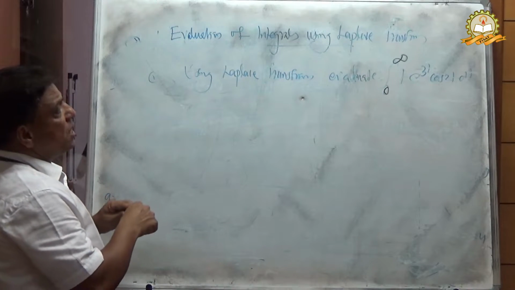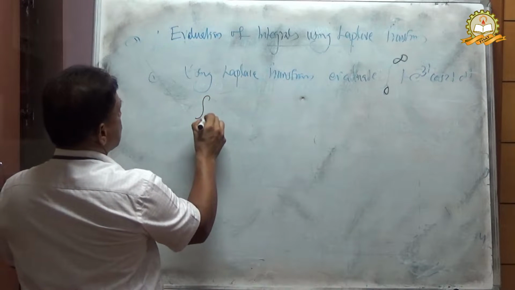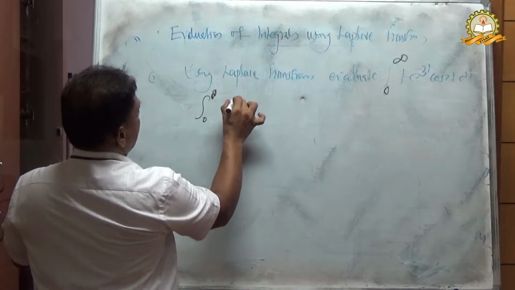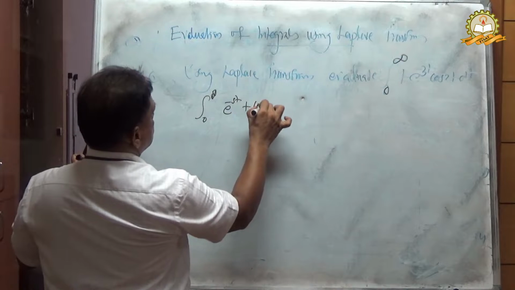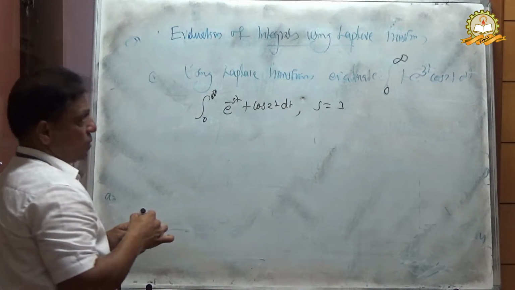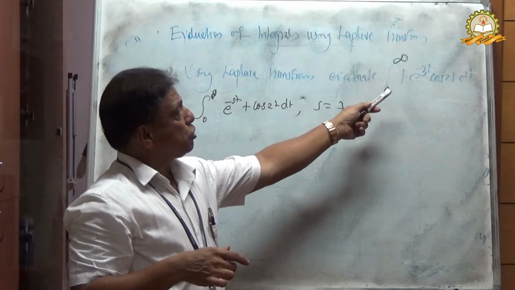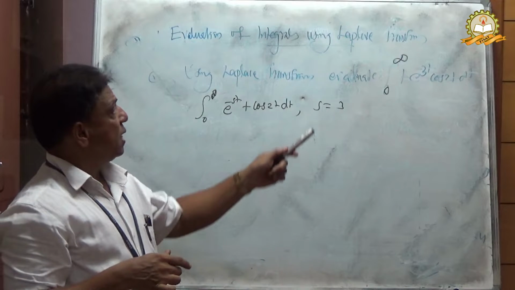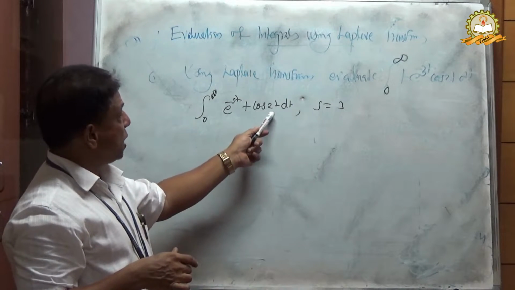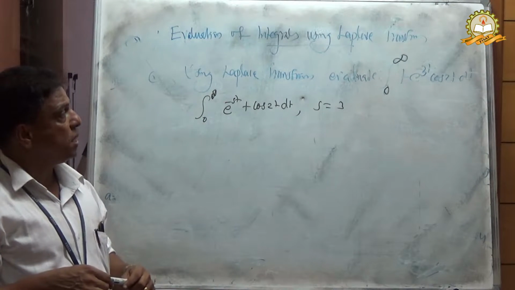To find the integral 0 to infinity t into e raised to minus 3t cos 2t dt, consider the integral 0 to infinity e raised to minus st into t cos 2t dt, where s is equal to 3. Here e raised to minus 3t can be taken as e raised to minus st into t cos 2t, and when we put s is equal to 3, the result will be the same: 0 to infinity t into e raised to minus 3t cos 2t.